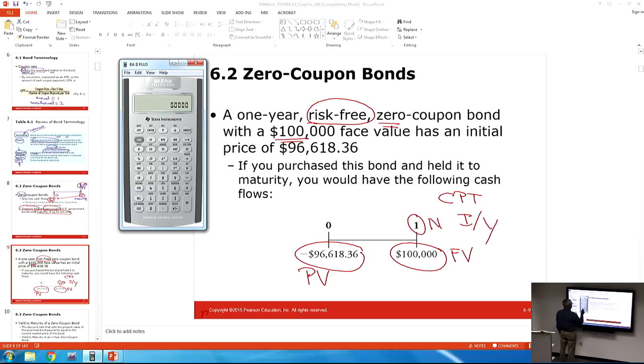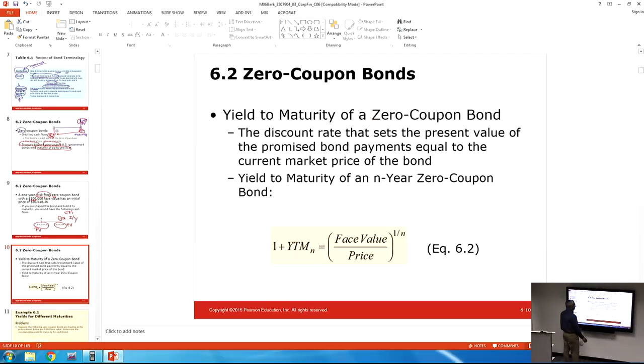Okay, so we have 100,000 as our future value, 96,618.36, change sign, present value, n is equal to 1. I compute IY. So that's 3.5%. So my rate of return from this investment is 3.5%.